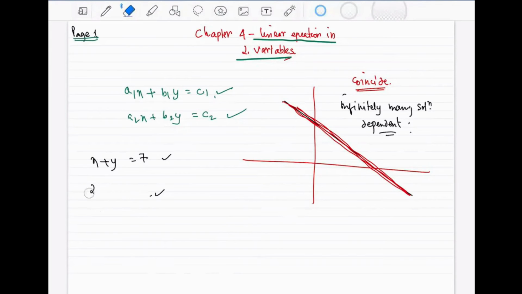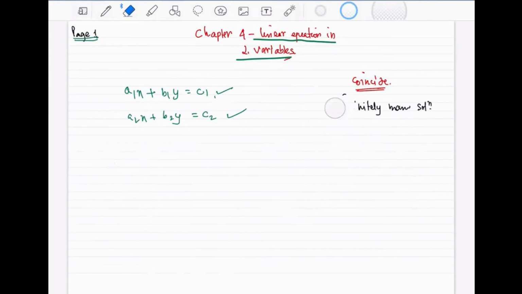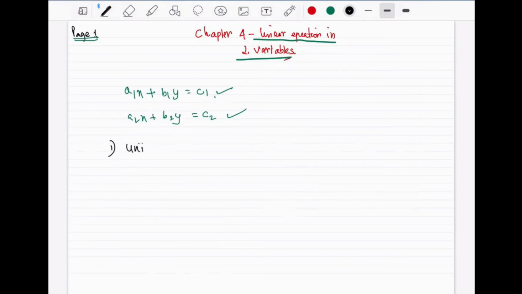Okay, so we have three conditions. If we are given two linear equations in two variables, and if I want to solve them, there are three possible conditions. One, there is a unique solution. Unique solution means we are going to get only one value of x and only one value of y, which will satisfy both these equations. If we draw the graphs of the two equations, they will intersect at one point. The coordinates of that one point are the solution, okay?